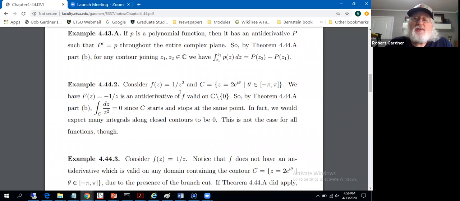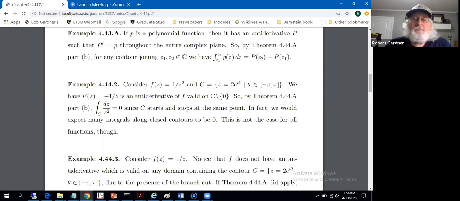f of z equals 1 over z squared, integrate around a circle of radius 2. As long as we stay away from 0, we're okay. We can go around 0, which is what this contour does. Can you find an antiderivative? Certainly. Capital F of z, negative 1 over z, differentiate it, you get positive 1 over z squared. It's an antiderivative. It's good everywhere except at 0. So we do have to stay away from 0. There's no division by 0 in any of this stuff.